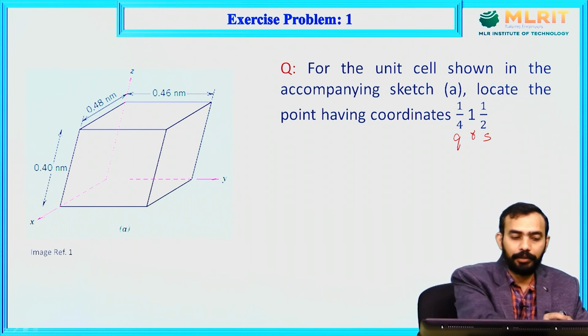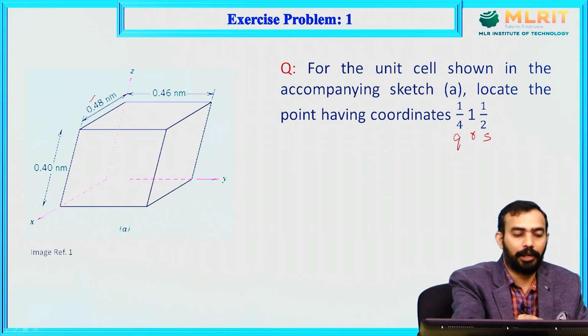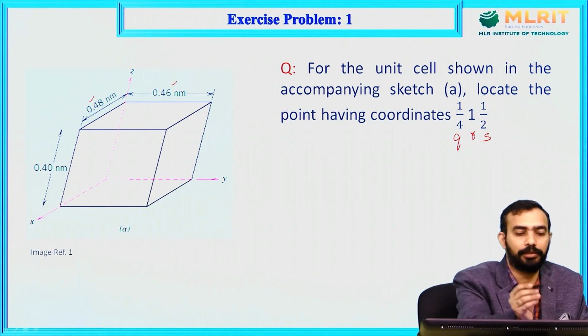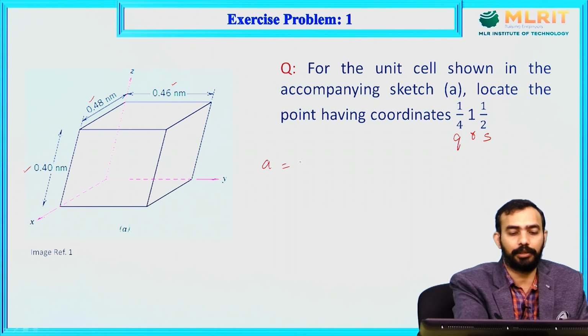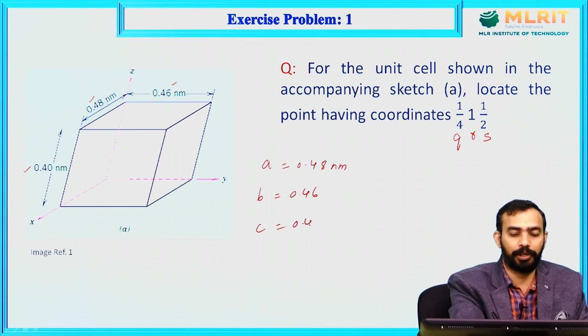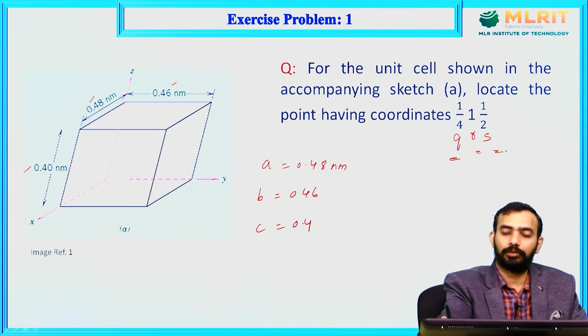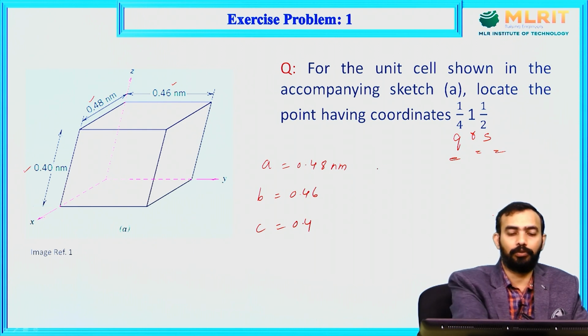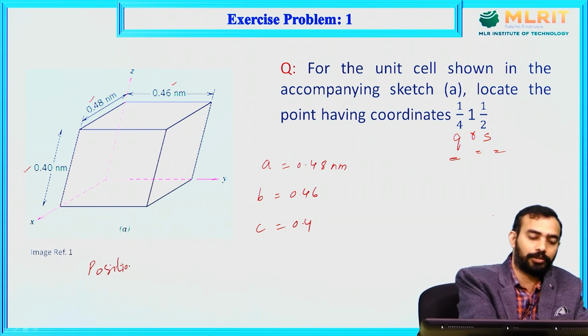So what is A here? It is in the x direction. So this is your A. And what is B here? B is this one. And what is C? C is this one. So A is equal to 0.48 nanometers, B is equal to 0.46, and C is equal to 0.4. So how do I locate it? The fractions we know. Now we have to write out the position of the point, so the position we have to consider.